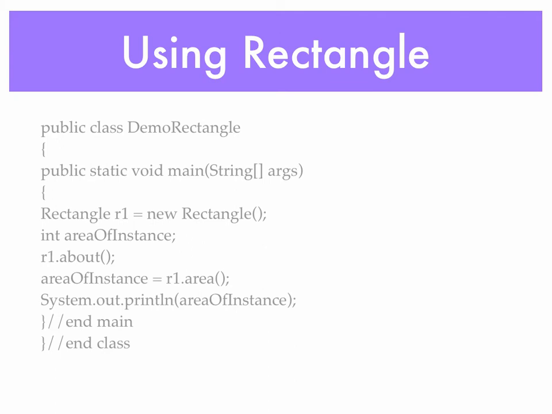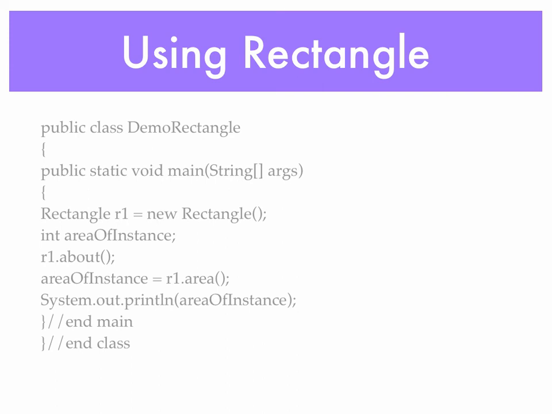I then declare a variable of type int. I'll call it areaOfInstance, and I'll then call the method about. But what calls the method about is r1, the instance of the class Rectangle. If you recall, the method about is non-static, which means it must be called by an instance of the class in which it resides. So about must be called by an instance. That instance is r1. So r1 calls the method about. About fires and prints to the screen the variables stored in the spaces length and width for r1, for that specific instance. I then call the method area.